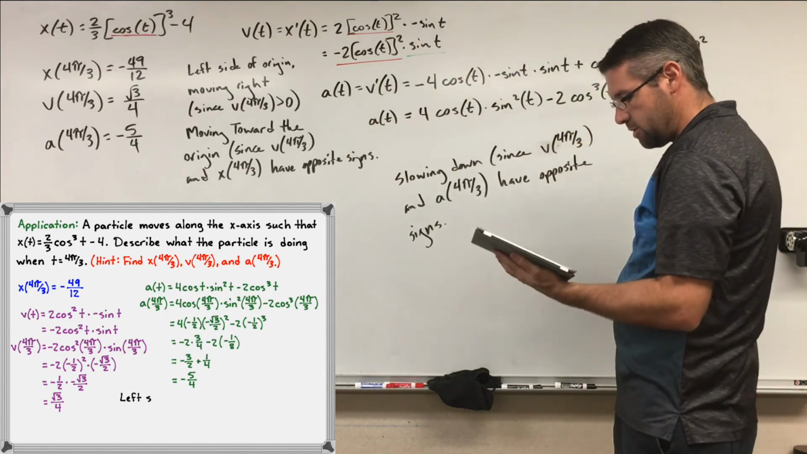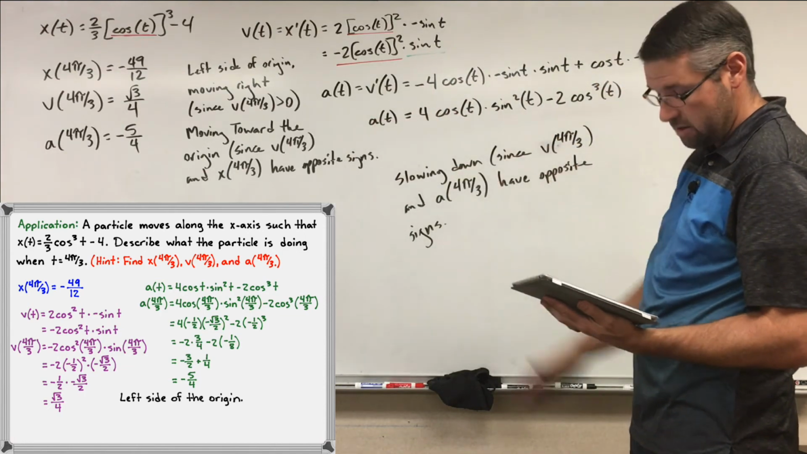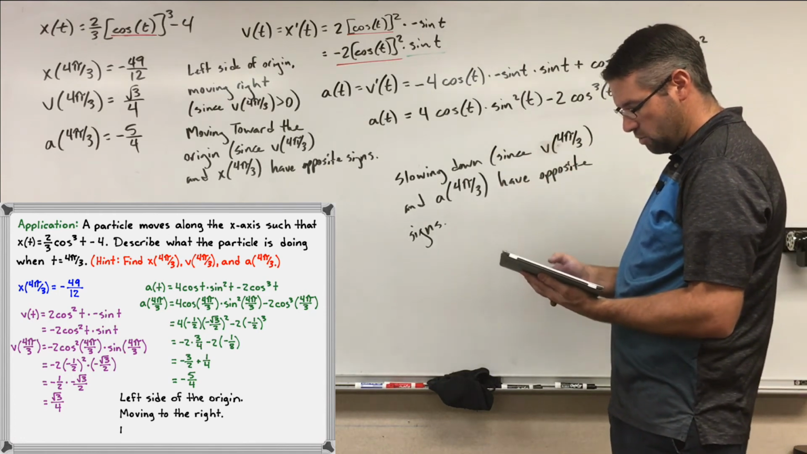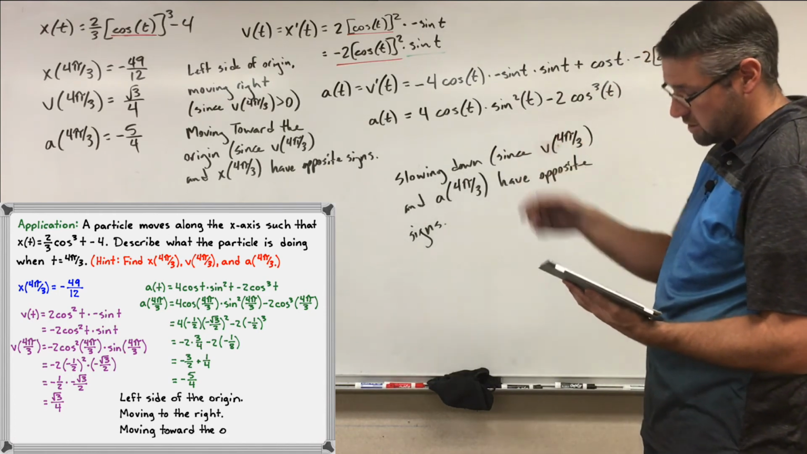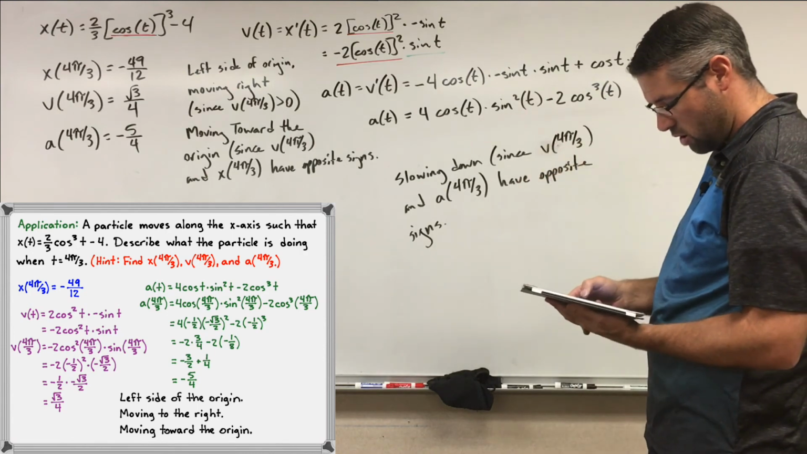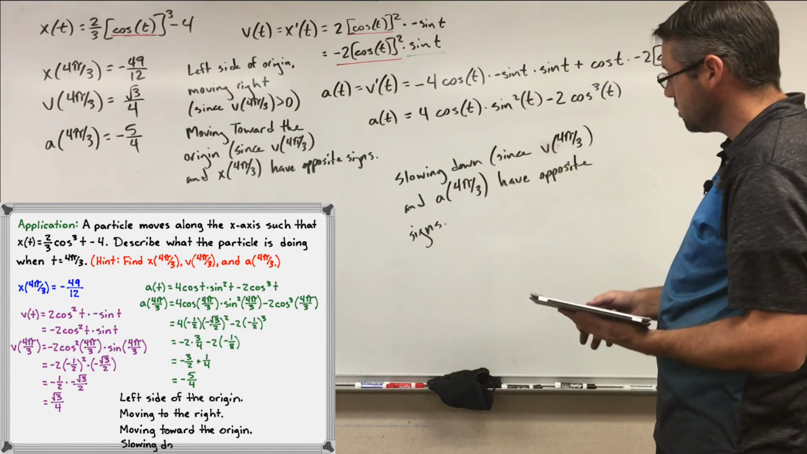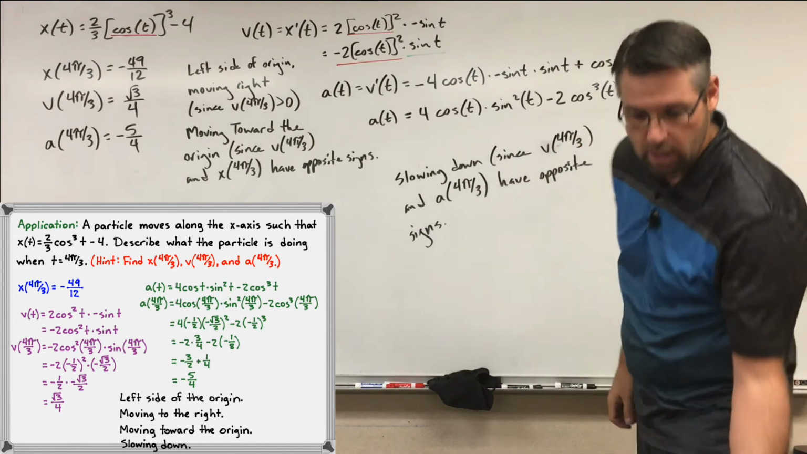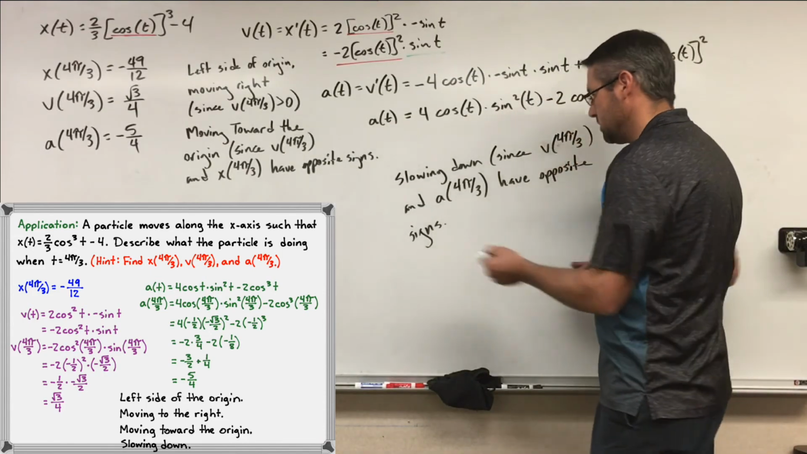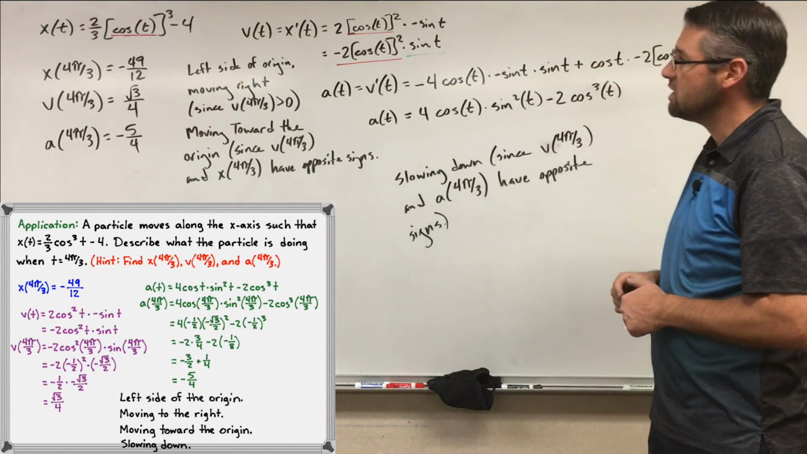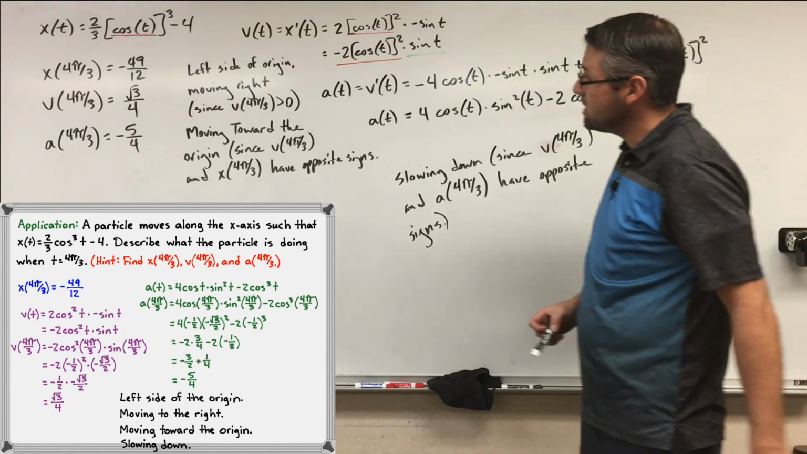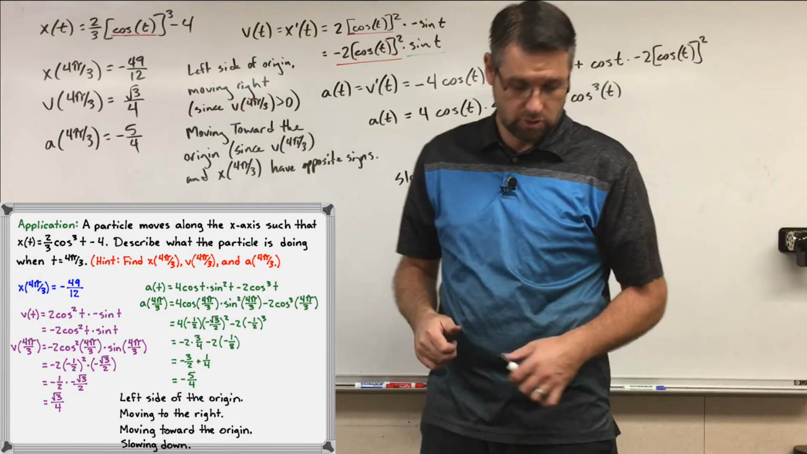And then we can interpret that. We know that we're on the left side of the origin. We know that we're moving to the right, and that means we're moving toward the origin because velocity and position are opposite signs. And we are also slowing down since velocity and acceleration have the same signs. All right, so that was a great example of rules of differentiation and the application of those rules.